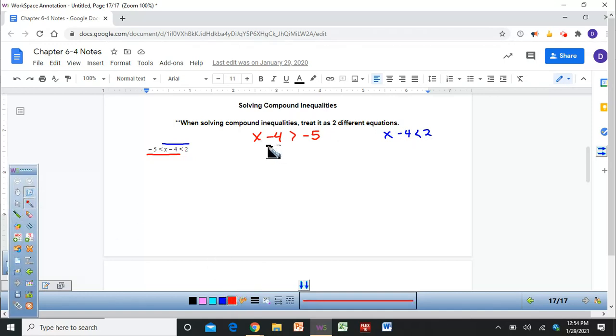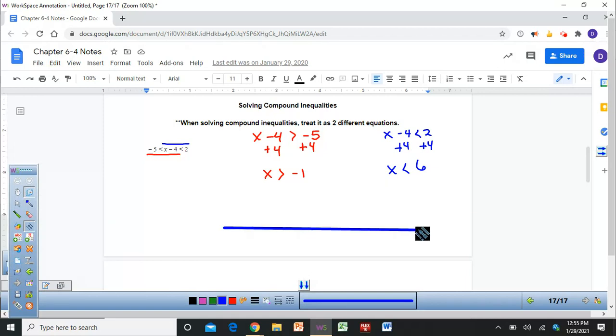So we're going to solve the first one. Add 4 to both sides. So we have x is greater than -1. Then I'm going to do this one. So we're going to add 4 to both sides. x is less than 6. So what we have here is a graph we're going to make.